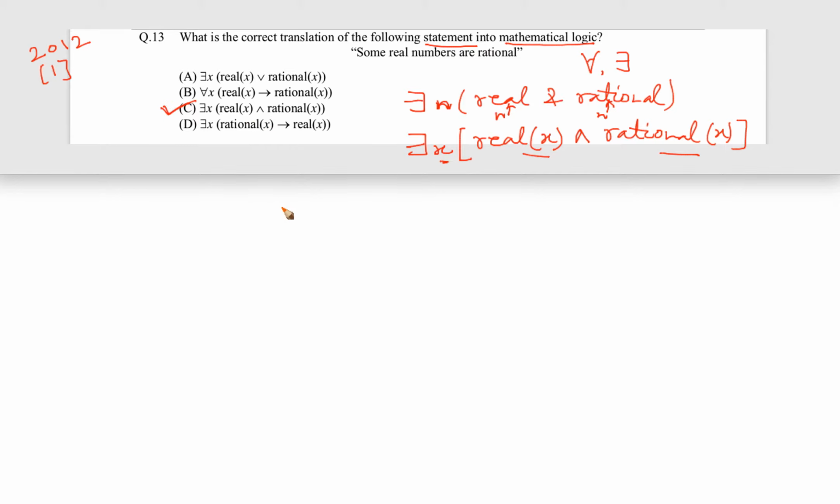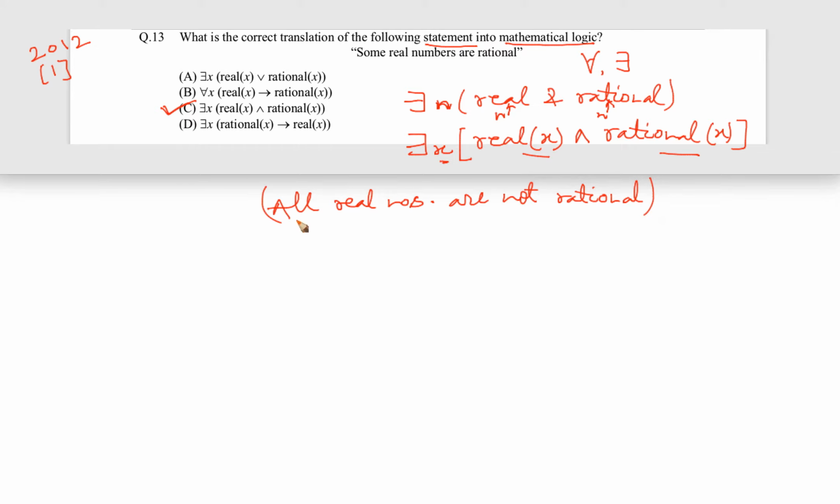Okay, I'll give you another way in which you can think of it. Let's take the negative of this statement. If some real numbers are rational, let's say this statement is not true. If I frame that statement and take the not of that, then that is the statement which we are talking about. So if somebody is saying that some real numbers are rational is not true, then how are they going to say it? They are going to say that all real numbers are not rational, isn't it? All real numbers are not rational.